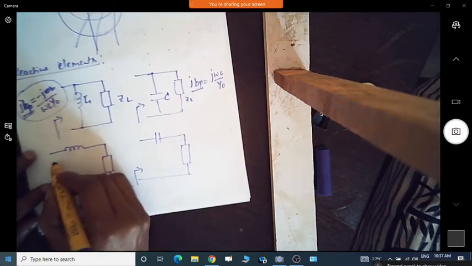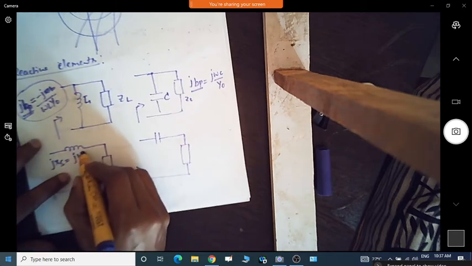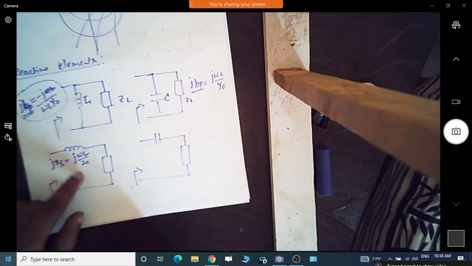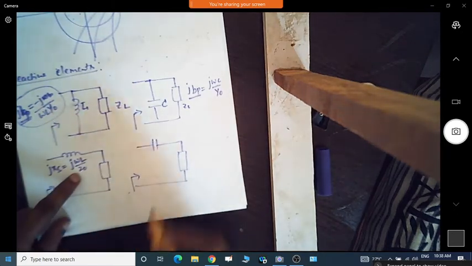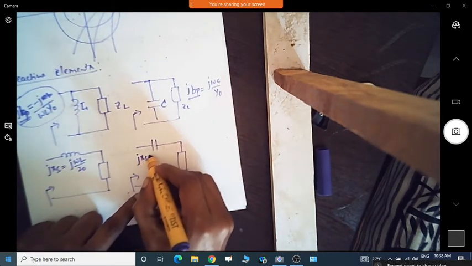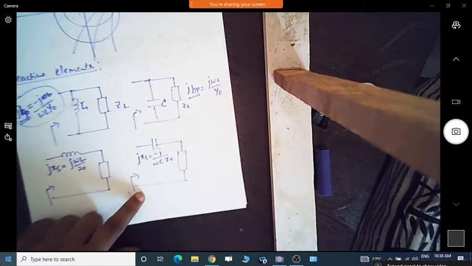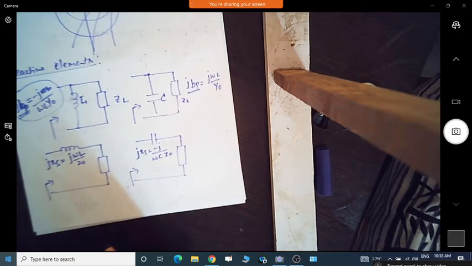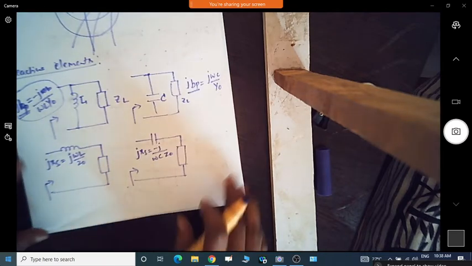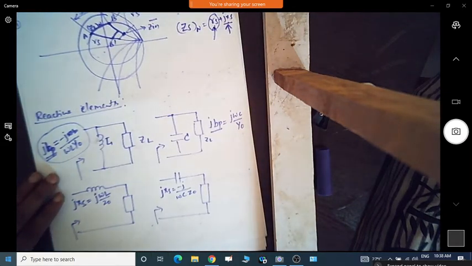Similarly, we can find the series reactance offered by the inductor, which is nothing but J omega L by Z naught. Since it is in series, we have to divide it by Z naught. Since it is in parallel, it should be divided by Y naught. And similarly, the series capacitance JX is nothing but minus J by omega C Z naught. So this is what we get for different configurations of L and C. Now let us take one example: how can we find the input impedance for the particular element.